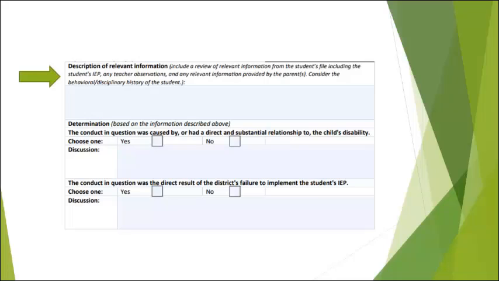Under the discussion portion, the team must elaborate on why they determined yes or no, and may not just base the decision and/or limit the decision to the student's eligibility category, but it must be based on a multitude of factors. The team must then discuss if the conduct in question was a direct result in the district's failure to implement the student's IEP. The team may review information such as a student's IEP, schedule, attendance, behavior plan, or other student-specific data.